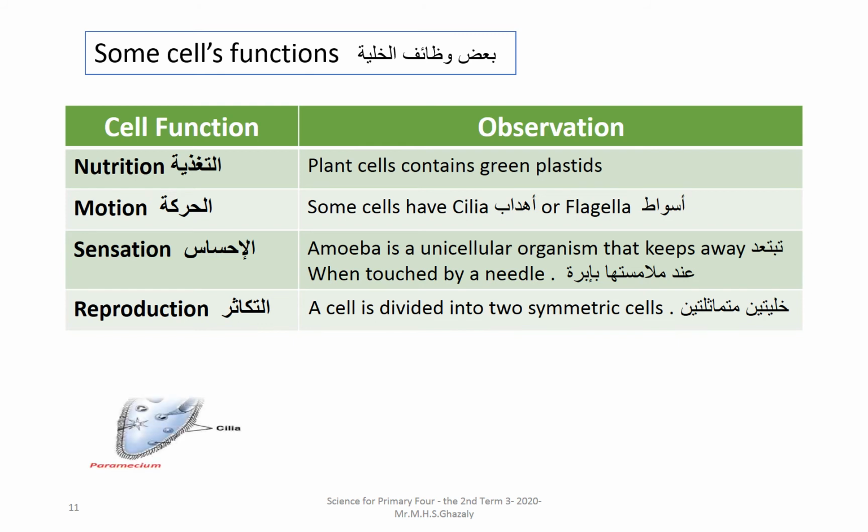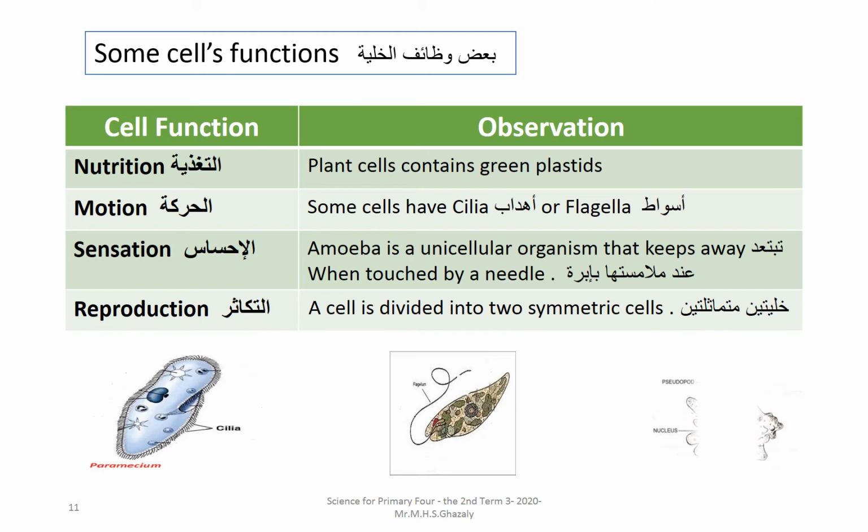Motion: some cells have cilia أهداب or flagella أسواط for movement, أي بعض الكائنات الأولية لها أهداب أو أسواط تتحرك بها. Sensation الإحساس: amoeba الأميبا is a unicellular organism that moves away when touched by a needle، أي أن الأميبا حيوان أولي يتكون من خلية واحدة يبتعد عند ملامسة سطحه بإبرة.